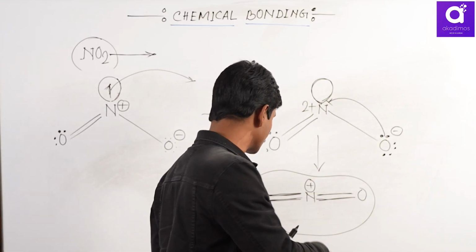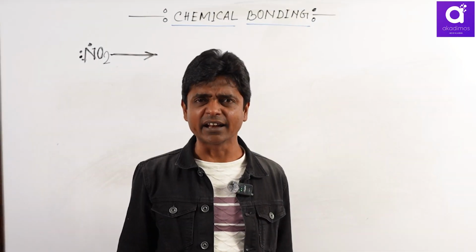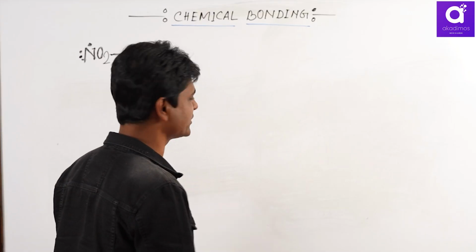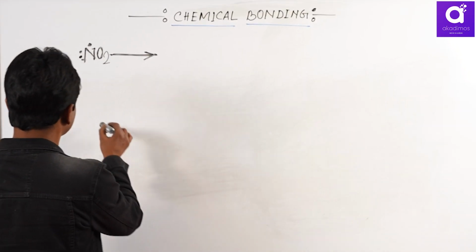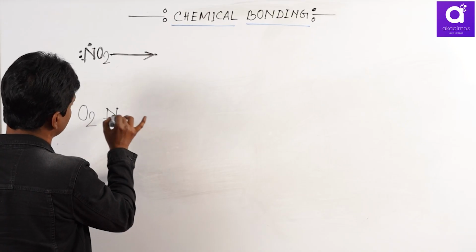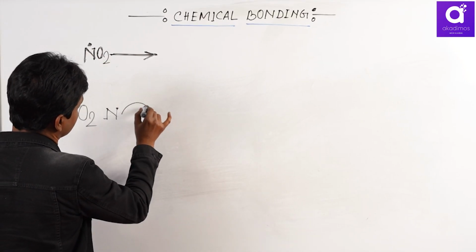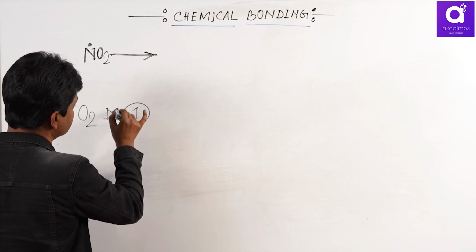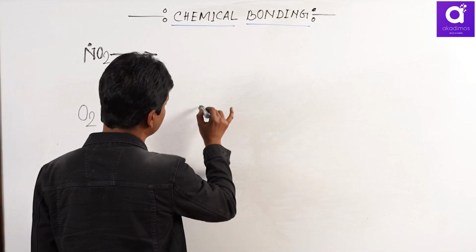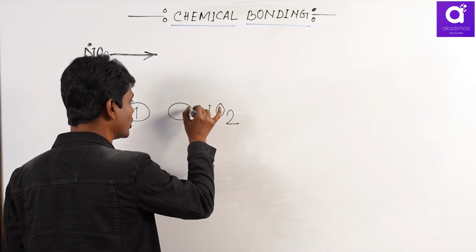I will discuss another way by which it may get octet. Now I will take another way by which nitrogen will get octet from the NO2 molecule. The structure of NO2 you already know, there is an odd electron on nitrogen. That odd electron, this is the odd electron I am drawing, this is NO2. Take another NO2 molecule. Here also you will get an odd electron.